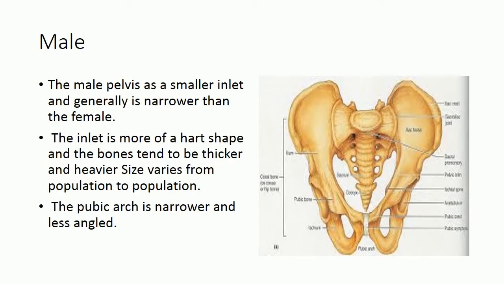Male. The male pelvis has a smaller inlet and generally is narrower than the female. The inlet is more of a heart shape and the bones tend to be thicker and heavier, though size varies from population to population. The pubic arch is narrower and less angled.